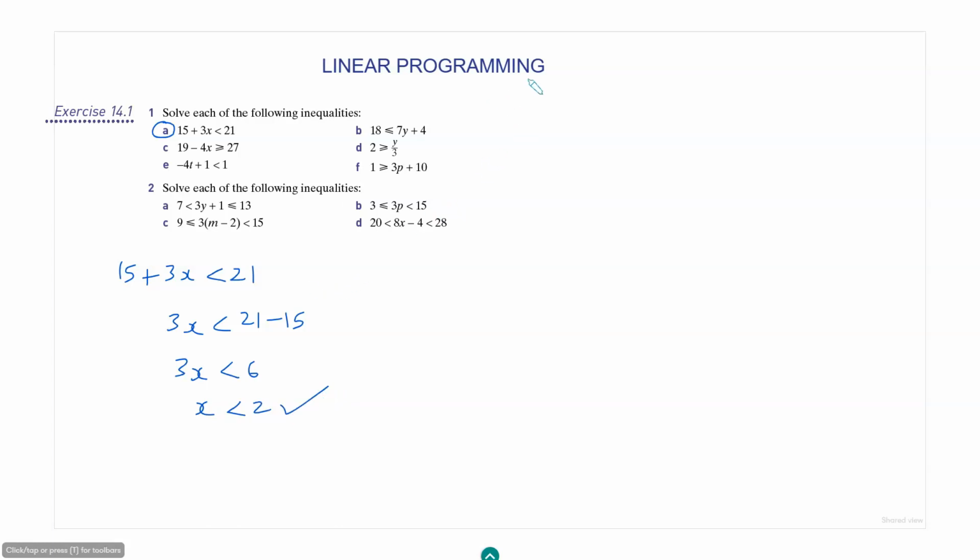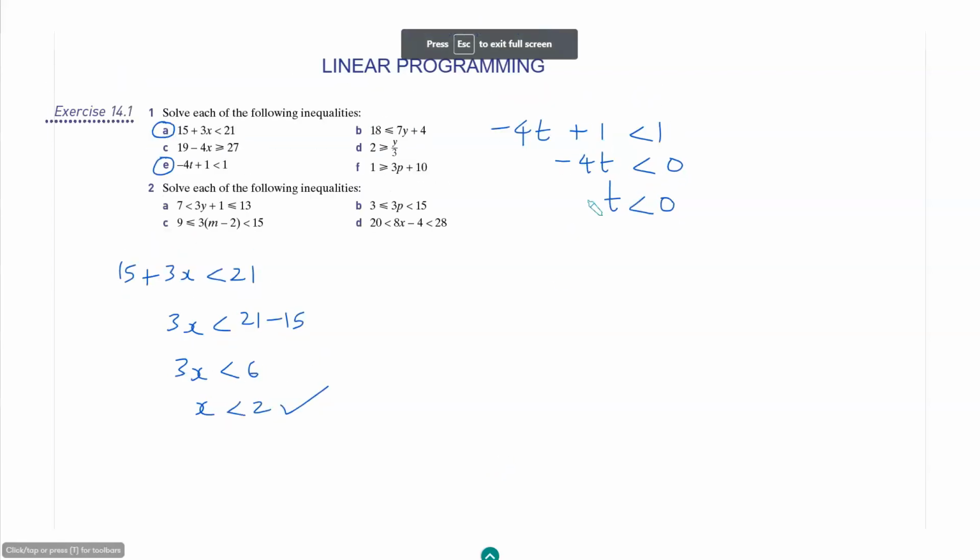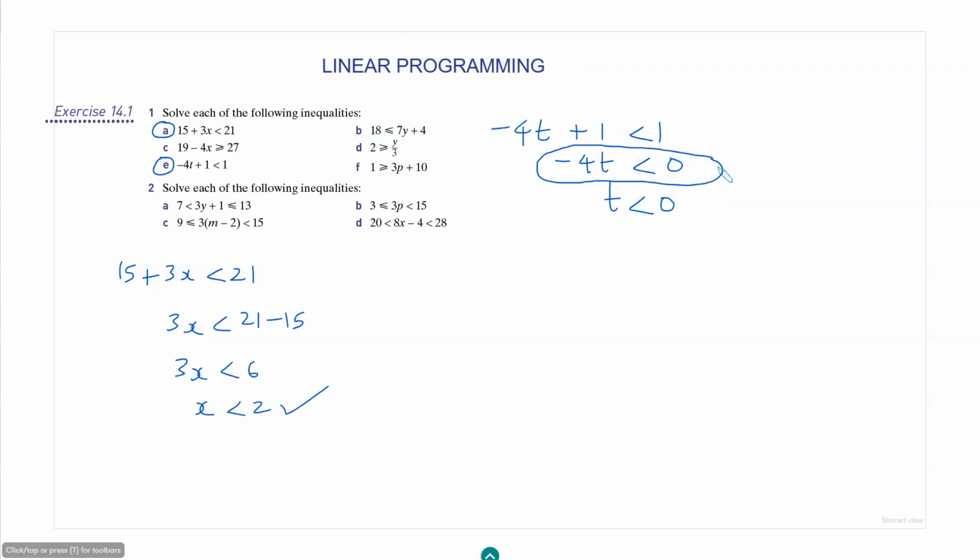Then how about this one? Minus 4t plus 1 less than 1. What is the next step? Negative 4t less than 0. Do you see this minus 4t less than 0? So what is your next step? Division by 4. If you divide both sides by 4, what do you get? t less than 0.